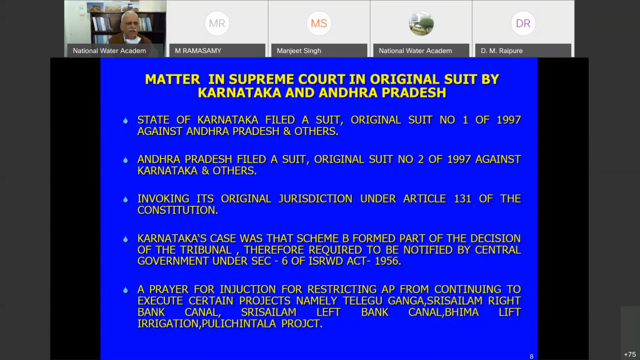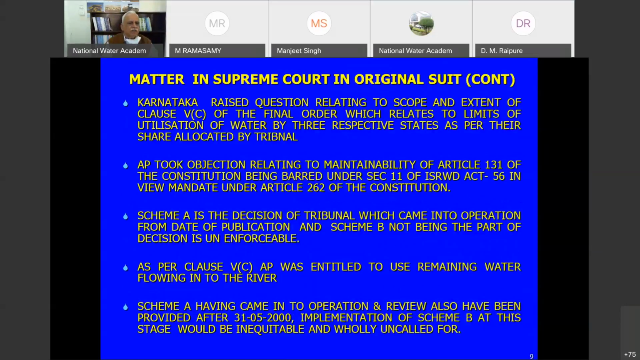A prayer for injunction restricting Andhra Pradesh to execute certain projects, that is Telugu Ganga, Srisailam right bank canal, Srisailam left bank canal, Bhima lift irrigation scheme, Pulichintala projects, etc. Karnataka has also raised questions relating to scope and extent of 5C. The final order relates to limits of utilization of water by the three respective states as per their share by the tribunal. That is the share in 75% of the water plus return flows.